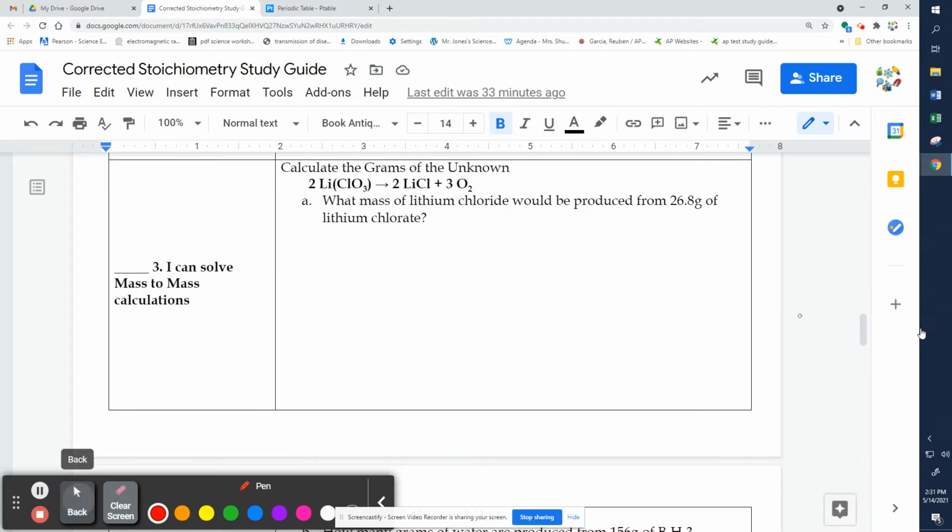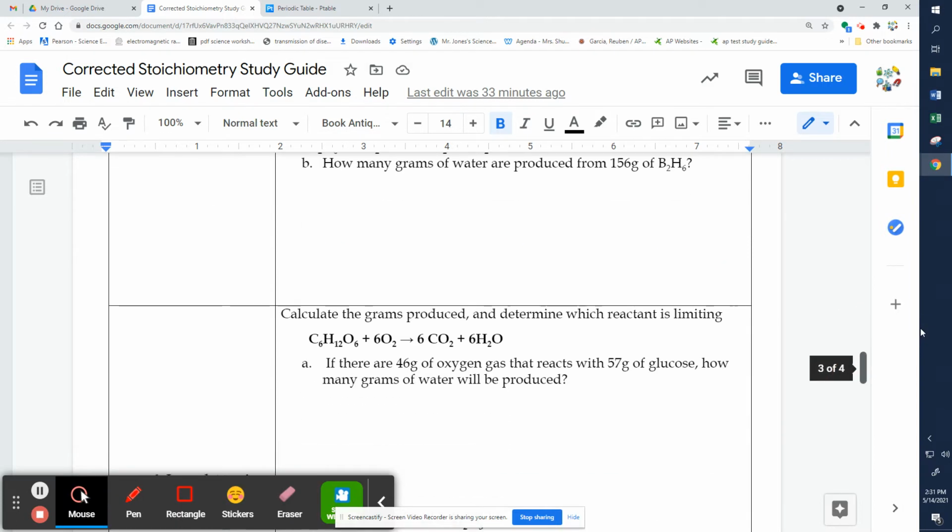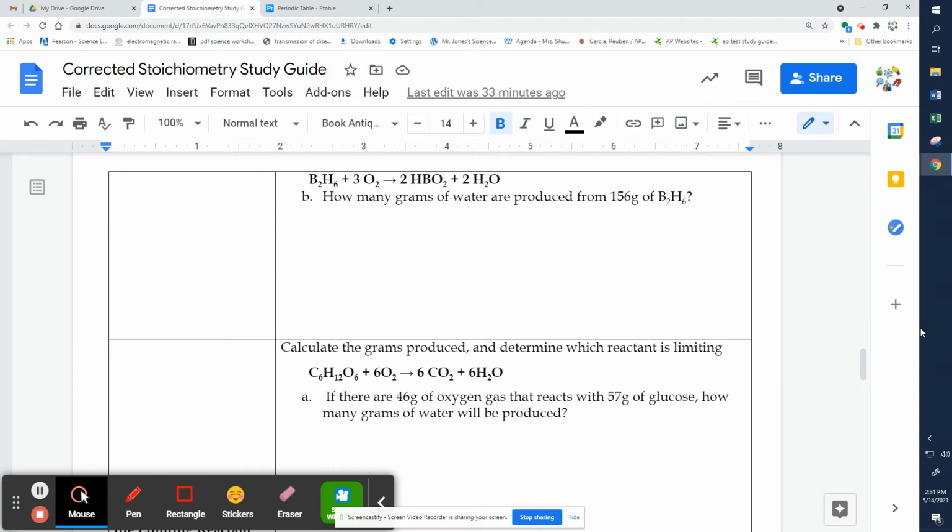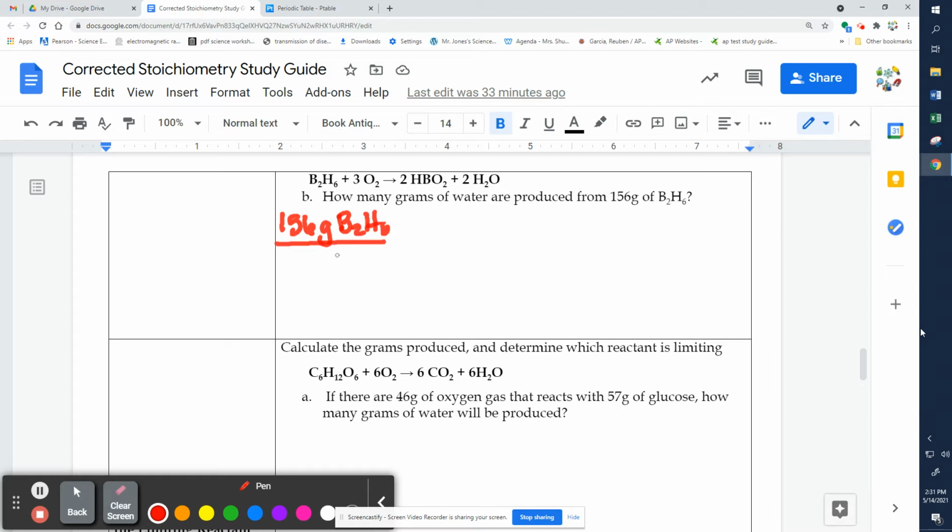All right. Our next question, 3B. We have how many grams of water are produced from 156 grams of B2H6? So we're going to start with 156 grams of B2H6 over 1. The bottom, I'm going to need the molar mass.